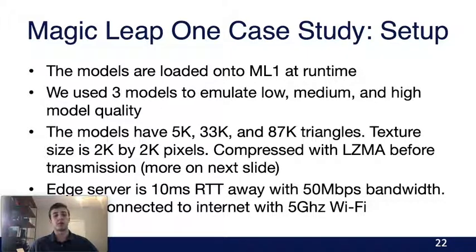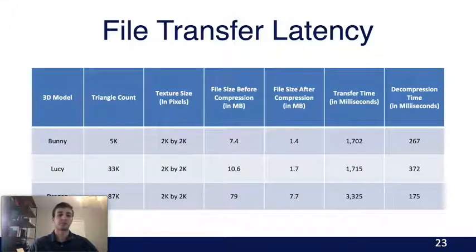We used 3 different models to emulate low, medium, and high model qualities. For this experiment setup, our edge server had a 10 millisecond round trip time away with 50 megabits per second bandwidth, and the Magic Leap 1 was connected to the internet with 5 gigahertz Wi-Fi. So this is the summary of our findings.